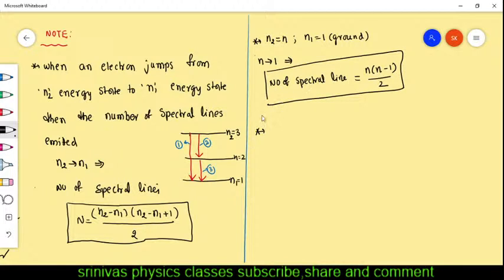Next, delta E is the energy difference between two energy levels.